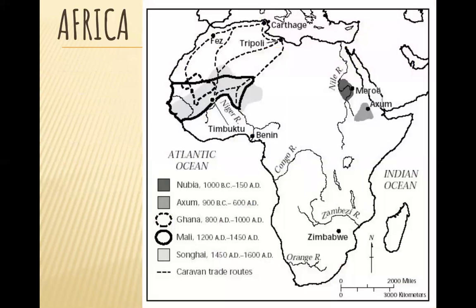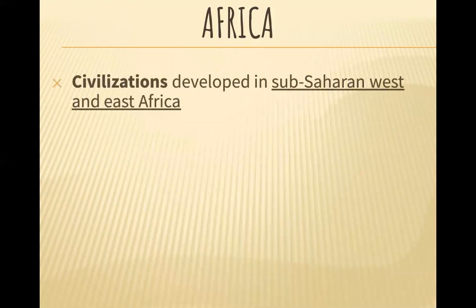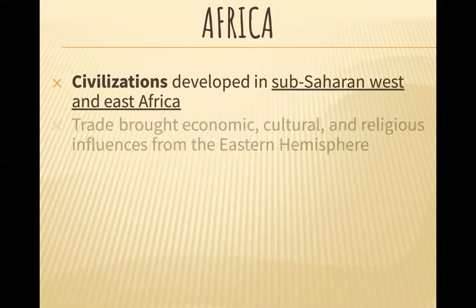Next, we'll be talking about Africa, so moving right along. Civilization developed in sub-Saharan West and East Africa, and we'll be talking about some of the kingdoms you would find there. Trade brought economic, cultural, and religious influences from the Eastern Hemisphere.